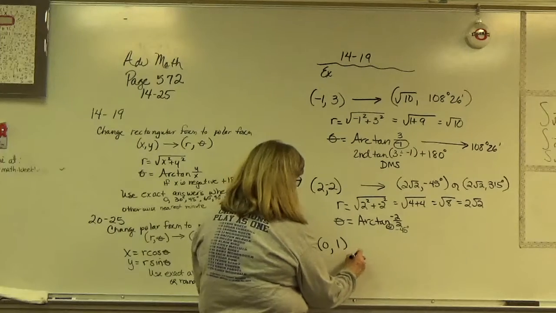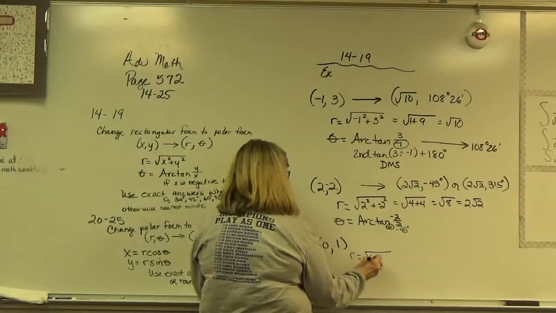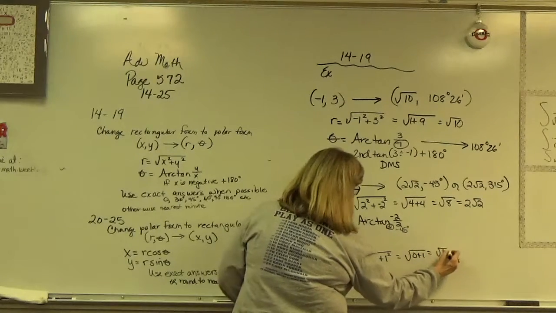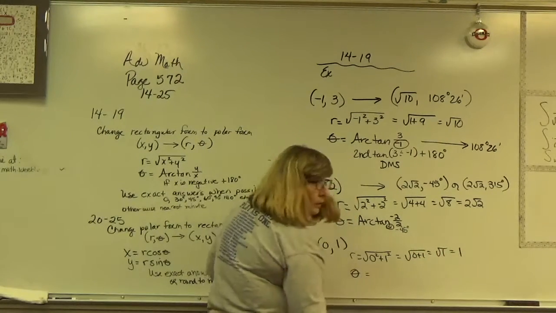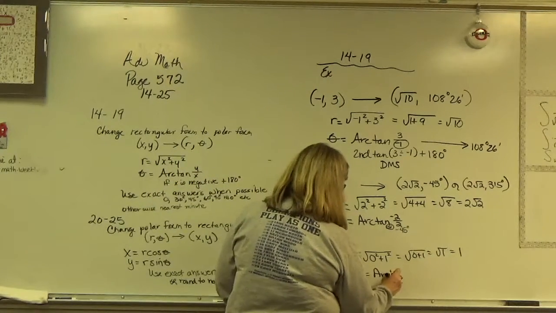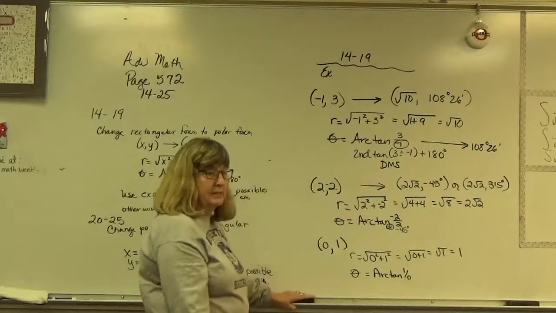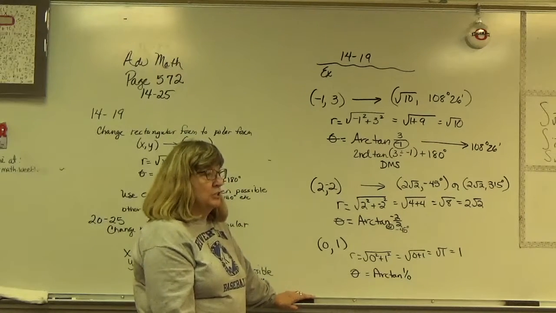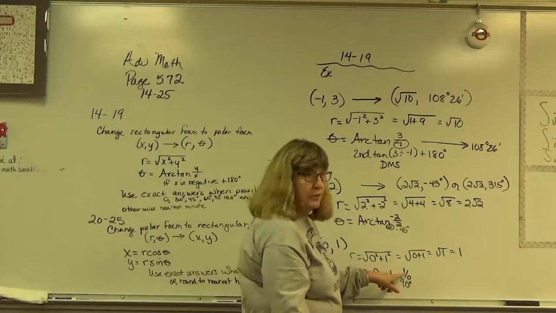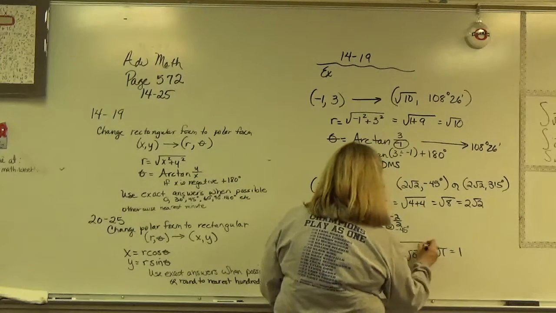0, 1. So R is going to equal the square root of x squared plus y squared. What's our x and our y squared? 0 plus 1, which ends up being just 1. Okay, theta, arctangent of 1 over 0. 1 over 0 is undefined, right? Isn't that on our chart? Where's the tangent undefined? 90 or 270. So we're going to take the 90. The reason we take the 90 is this one's positive, right? If it had been negative, we would have taken the 270. So 90 degrees.